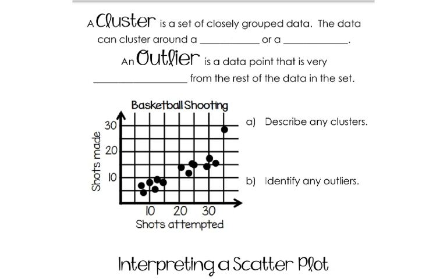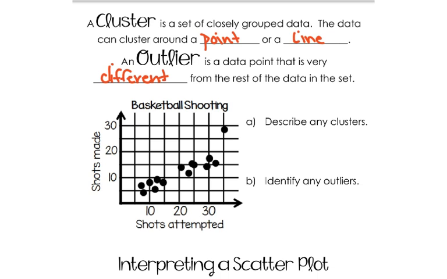We have some more vocabulary when we're talking about scatter plots. So we have what we call a cluster. It is a set of closely grouped data. The data can cluster around a point or a line. And then we have what we call an outlier. An outlier is a data point that is very different from the rest of the data. It's kind of sticking out.